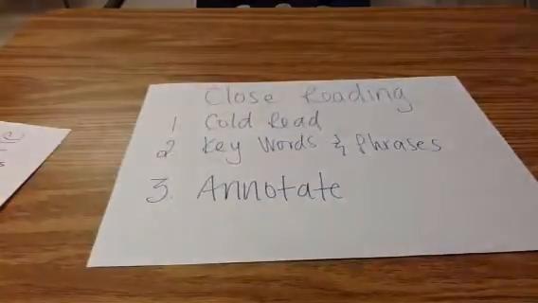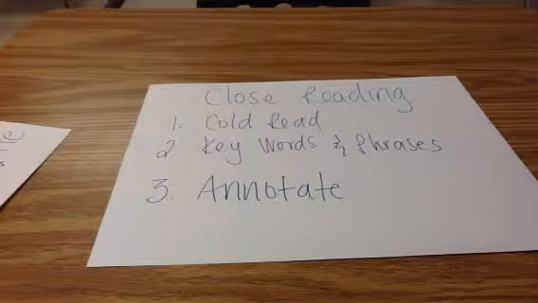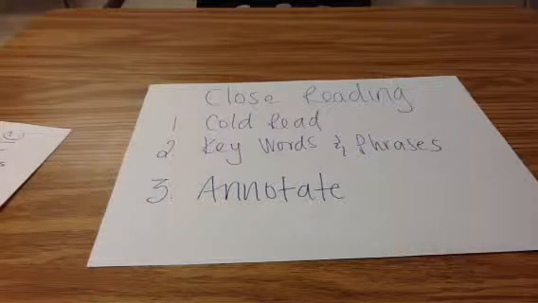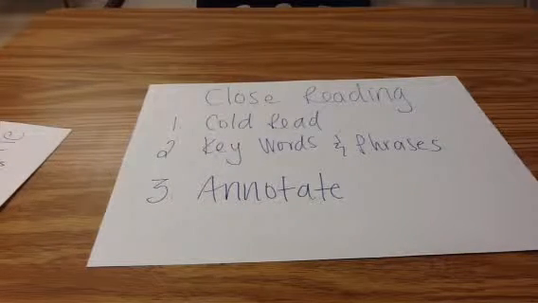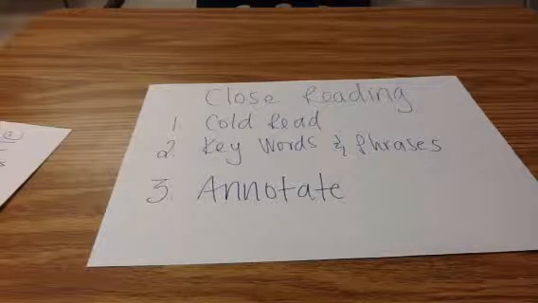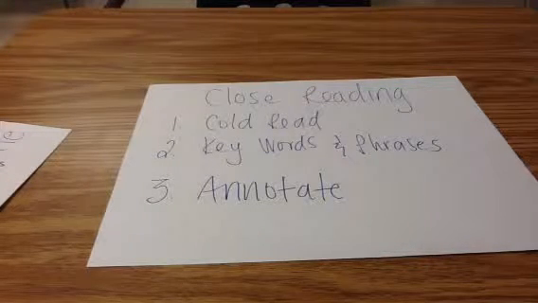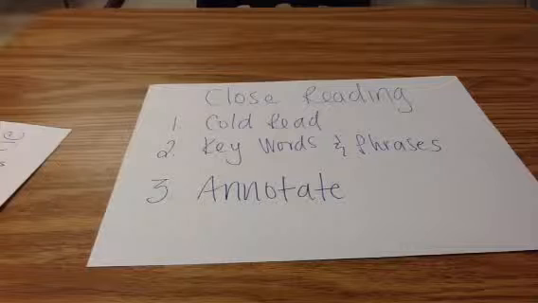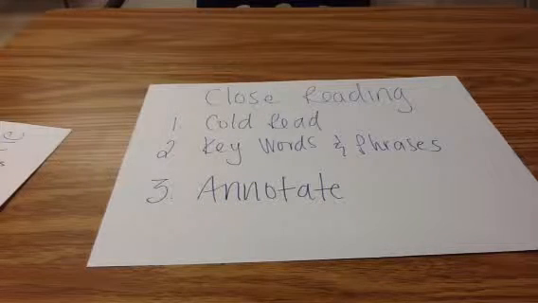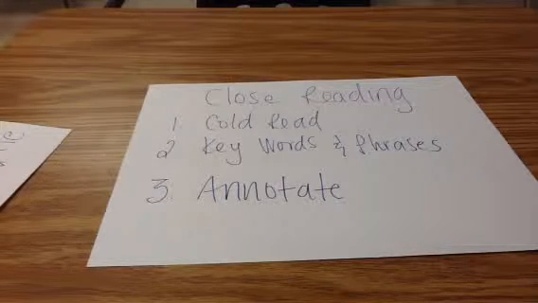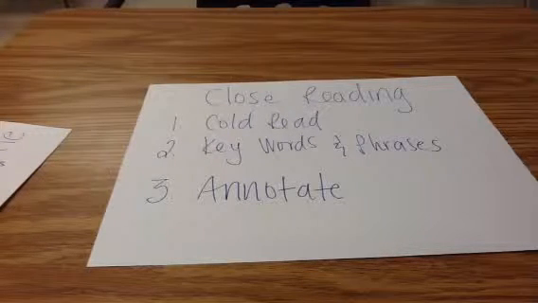Hi everyone. In this video, we're going to continue learning about close reading. Now we've already learned that the first step of close reading is to do a cold read. Just sit down and read the text one time through. The second step of close reading is, after your cold read, you're going to go back through the text and identify the key words and phrases.